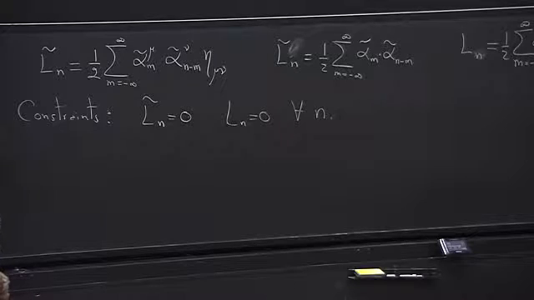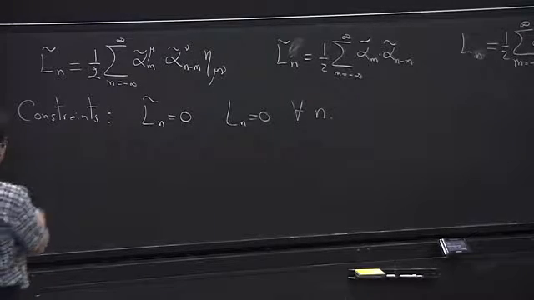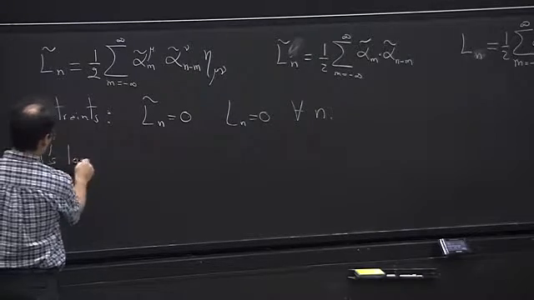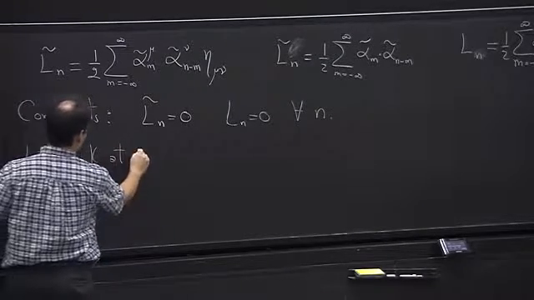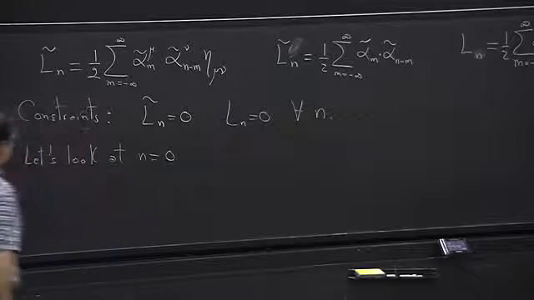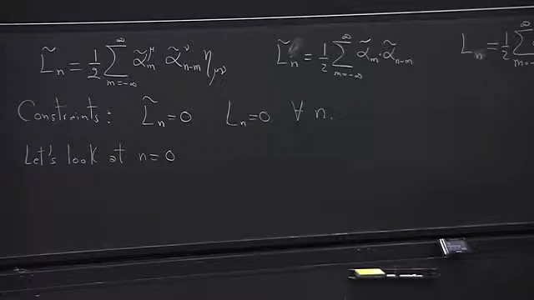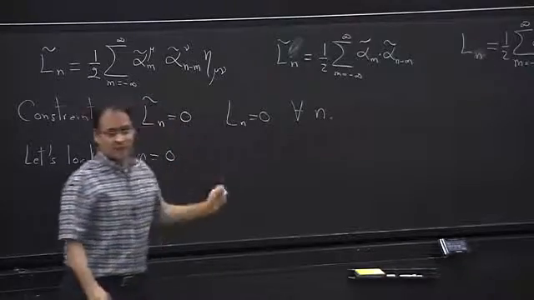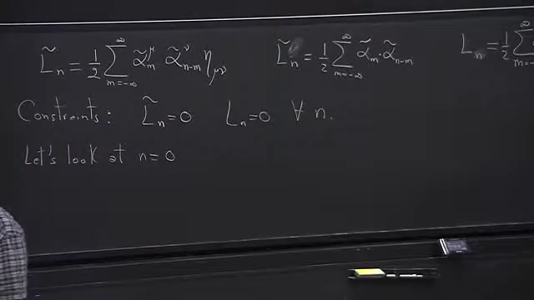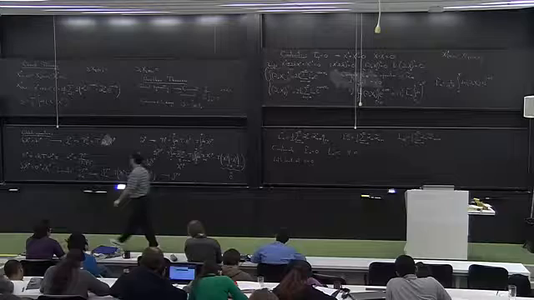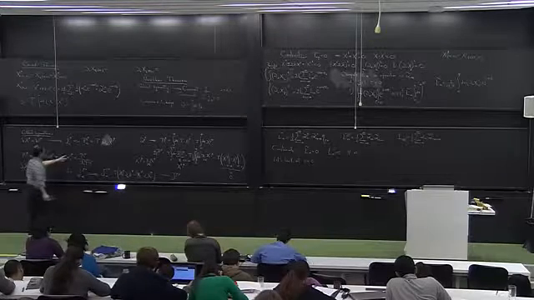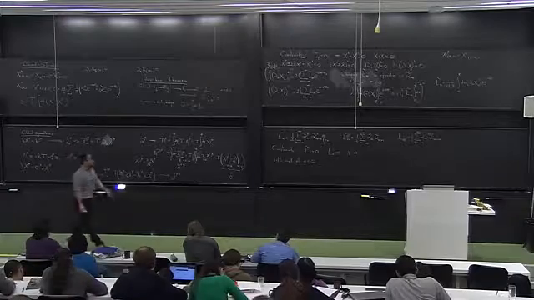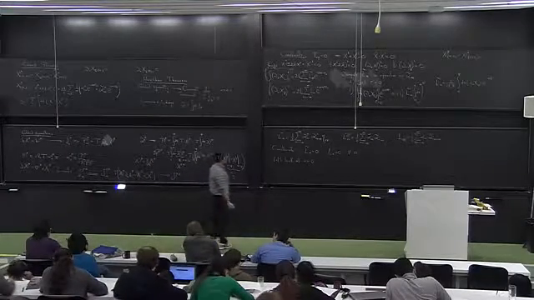Very good. So let's look at the n equals 0 constraint. The reason is that that is the guy that contains alpha 0. And remember, from this computation, we learned that alpha 0 is related to the momentum in space-time of the string. So that should give us some information about the mass of the string.